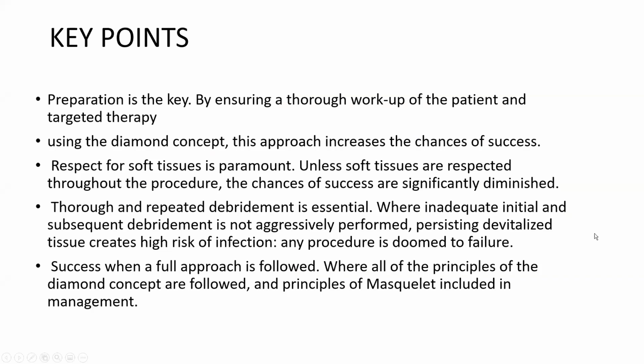So how do I balance between respecting soft tissue and thoroughly debriding? Is to stop at the line where the soft tissue is of value, is actually viable, is contributing to something. Whenever it's dead, just take it out. Don't leave necrotic tissue hoping it would do something. It will not, it's dead already, okay? So when this full approach is followed, success is highly likely, and the diamond concept principles of Masquelet should be included in the management for the success rate to increase.